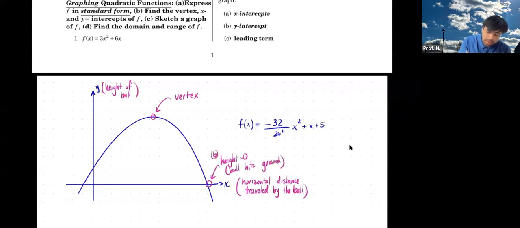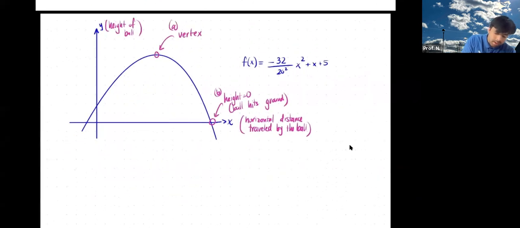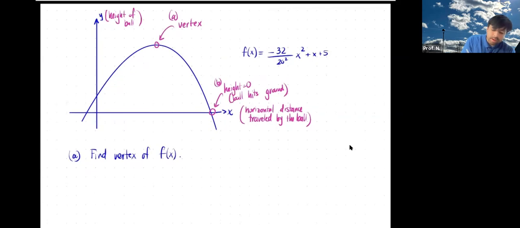So again, this is for part B, this is for part A. So I need to find the vertex. So for part A, find the vertex of f of x. Does anybody remember how to do that? I know this might be a while ago. But how do you find a vertex?